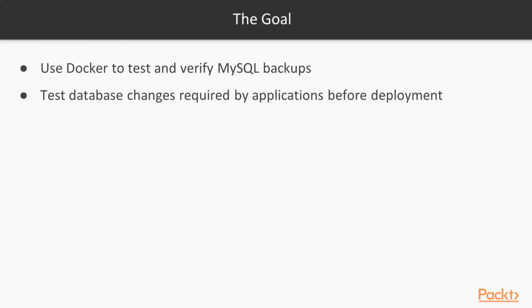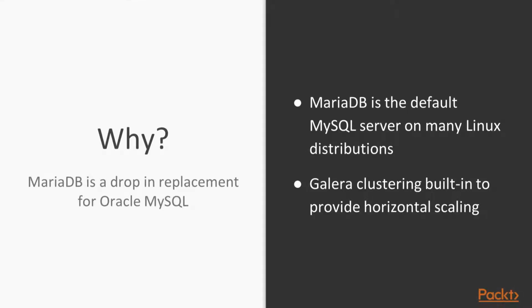Docker is a powerful tool for running applications, but it can also be a powerful tool for testing and debugging. One of the things I like to be able to do with Docker is use it to test my MySQL backups. The other thing I like to do with Docker is test database changes that may be required by application updates. The examples in this section use the MariaDB fork of MySQL.